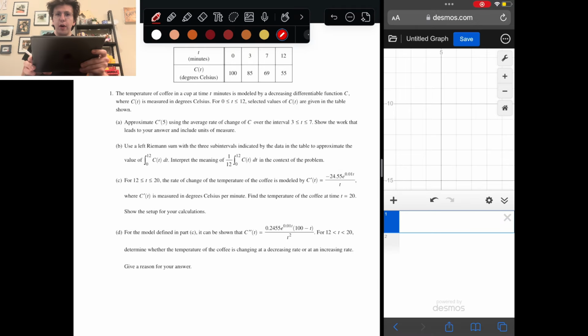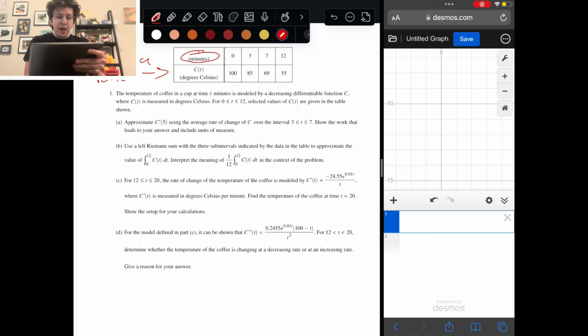Okay, so when we first look at it, we notice we have a table. Our input variable is t, and it stands for minutes. We have 0, 3, 7, and 12, and we are given C of t, which is degrees Celsius. So immediately I know that this is not a rate. That's the first thing we should be looking for. Where are our derivatives? What are we starting with? Okay, so let's read it.